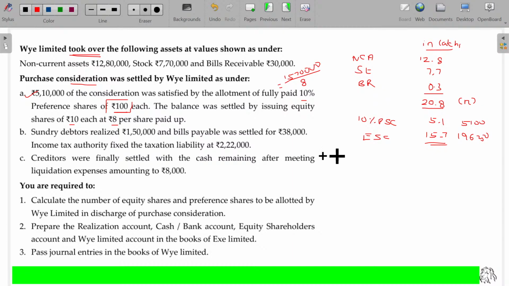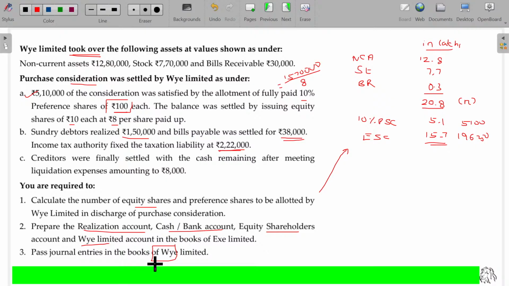That's all. Sundry assets realized 1 lakh 50, and bills payable settled for 38,000. Income tax authority fixed the taxable liability at rupees 2 lakhs 22,000. Creditors were finally settled with the cash remaining after meeting liquidation expenses amounting to rupees 8,000. You are required to calculate the number of equity shares and preference shares to be allotted. We have done this one. Prepare realization account, cash and bank account, equity shareholders account, and Y Limited account in the books of X Limited, and pass journal entry in the books of Y Limited.